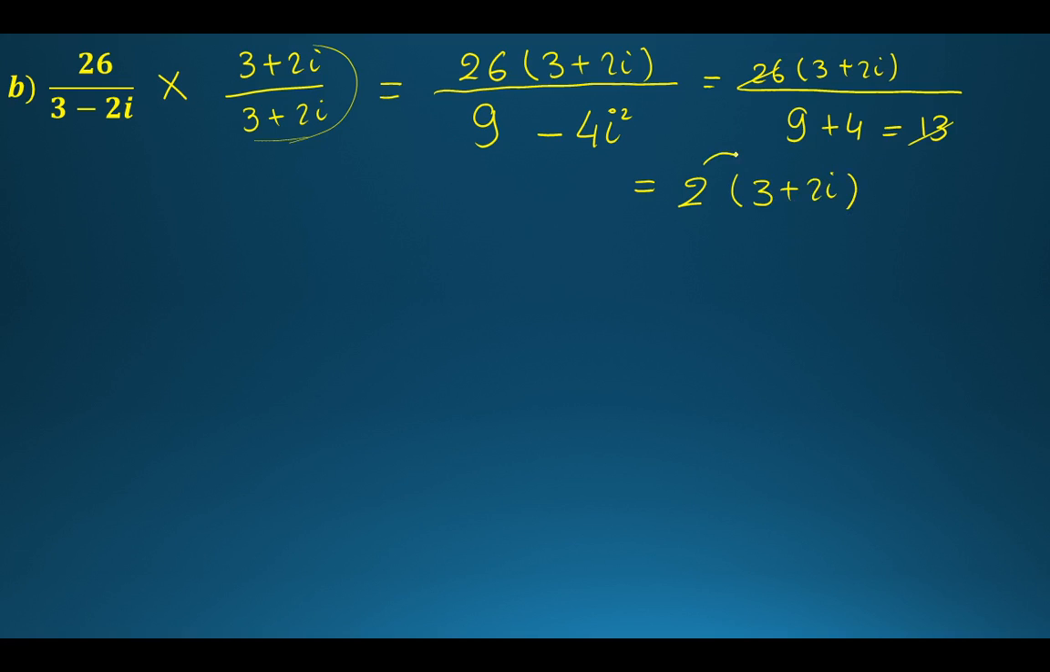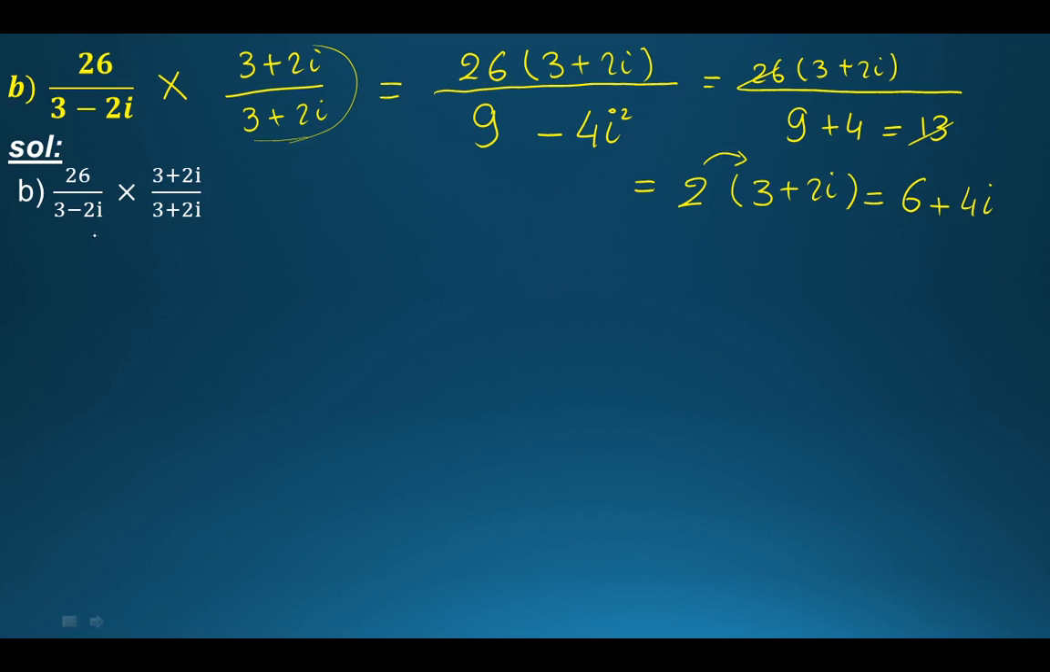Distribute the 2 over the two terms of the bracket. 2 times 3 equals 6, and 2 times 2i equals 4i. Or you can distribute 26 over the two terms of the bracket, then divide the two terms by 13. Okay? Let's solve it again by using the PowerPoint. Solution.